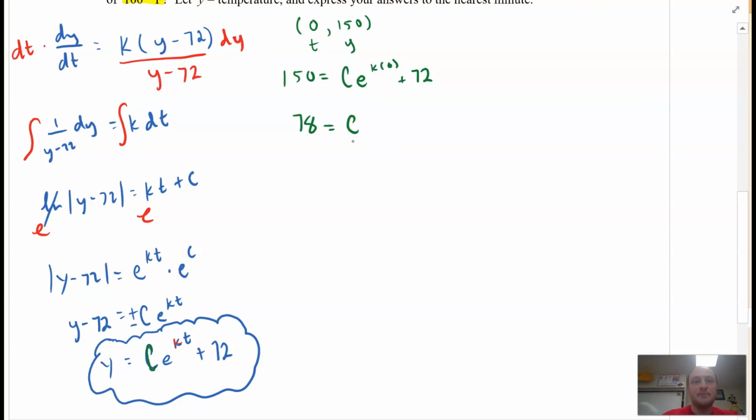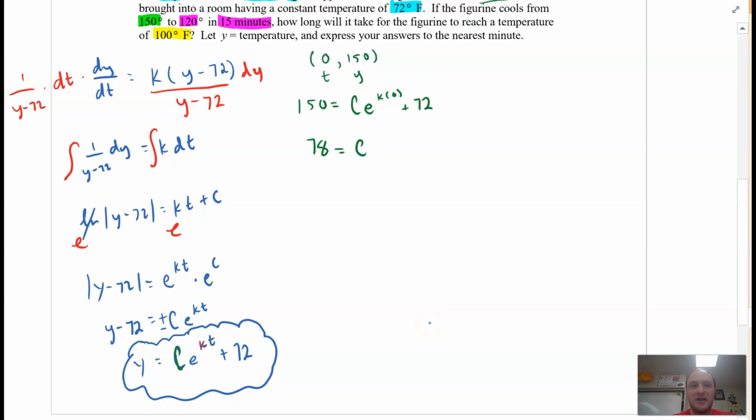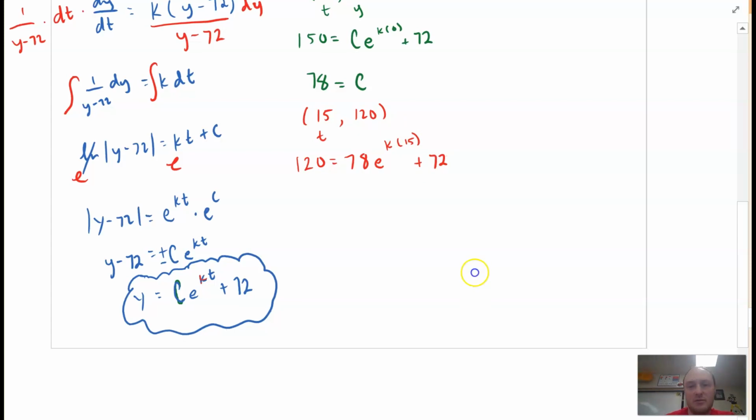All right, that's good. The next thing that we're going to do is solve for k. Now that I know that c is equal to 78, they also tell us here that after 15 minutes, the object is now 120 degrees. So they give you essentially another point. We can go ahead and plug this in. I know my equation is 120 equals 78, that's c, I'm plugging that in, times e to the power of k. I still don't know what the growth or decay rate of this is, times t, which is 15, plus 72. So we'll go ahead and solve for k.